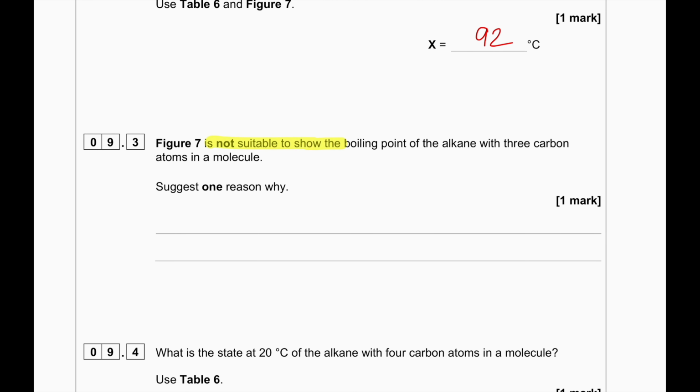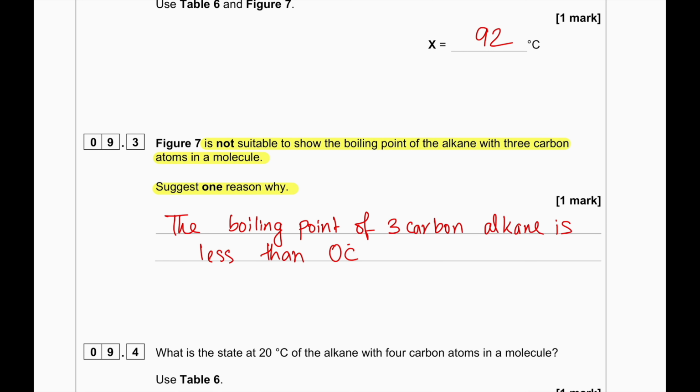Figure 7 is not suitable to show the boiling point of the alkane with 3 carbon atoms in a molecule. Suggest a reason why. The boiling point of the 3 carbon containing alkane will be lower than 0, and figure 7 does not have values below 0.